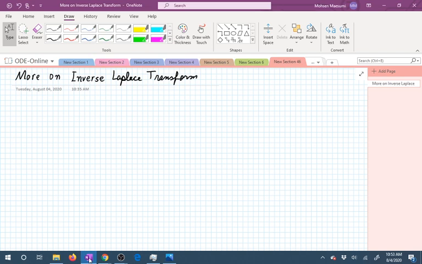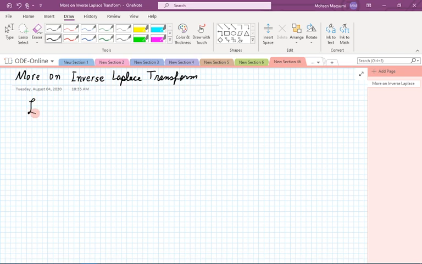So we have looked at inverse Laplace transform in some simple problems. What we want to do is to take a look at the tools that are at our disposal to solve problems that start with the following: that we want to find inverse Laplace transform of some function. How do we do this? Let's start with an example.